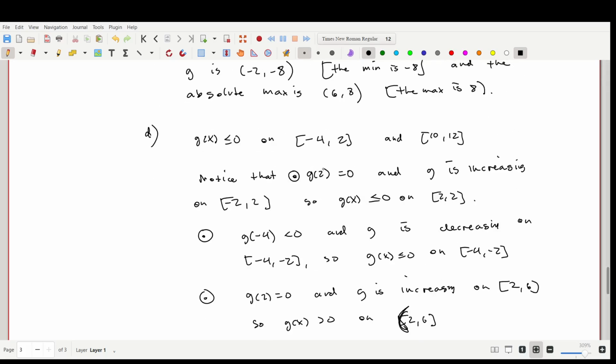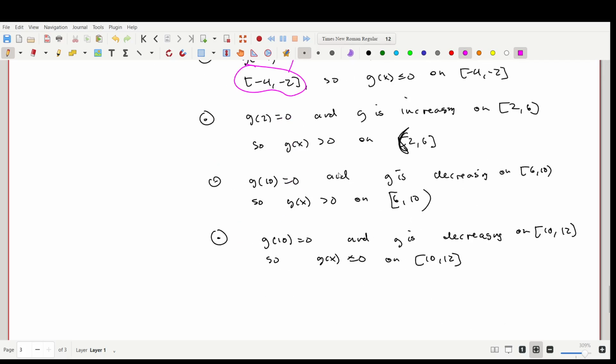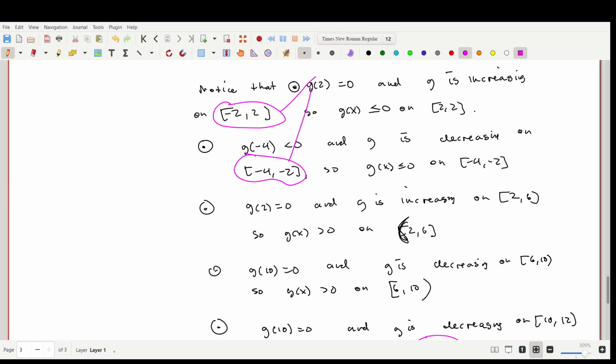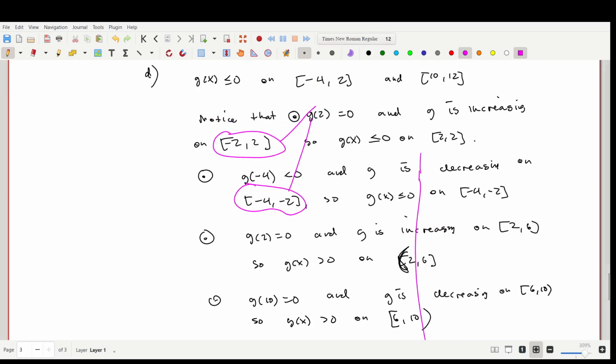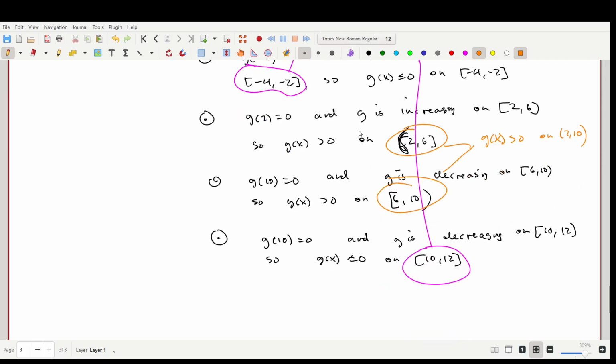I'll just explain why. You have negative 2 to 2 and negative 4 to 2. Those together give you that whole thing. And then we also have 10 to 12 when it's non-positive. And then also I showed everywhere else it's positive. So in particular on 2 to 6 and 6 to 10, so 2 to 10, it is positive. Okay, and I'm being really nitpicky on that one.